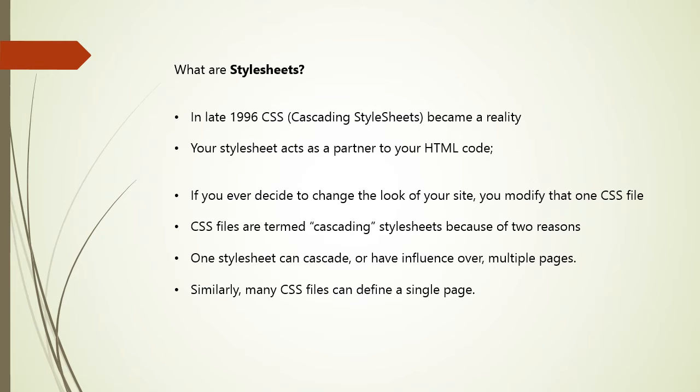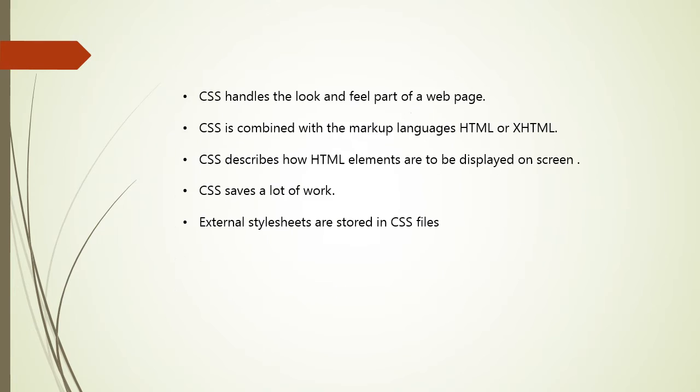CSS files are called cascading style sheets because of two reasons, you can say. One style sheet can cascade or have influence over multiple pages. Similarly, many CSS files can define a single page. Cascading style sheets or CSS is a simple design language intended to simplify the process of making web pages presentable.